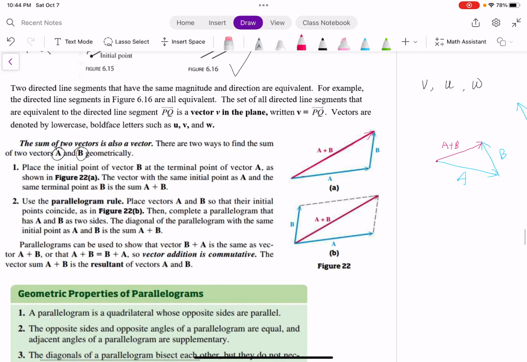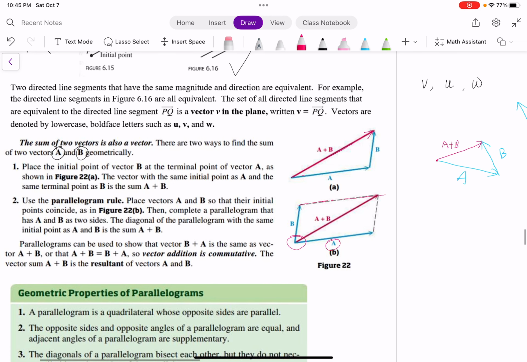First we place the vectors A and B so that their initial points coincide. So O lets them have the same initial point. Then complete the parallelogram. That means we can make a parallelogram. So this side is parallel to the vector A, and this side is parallel to the vector B.